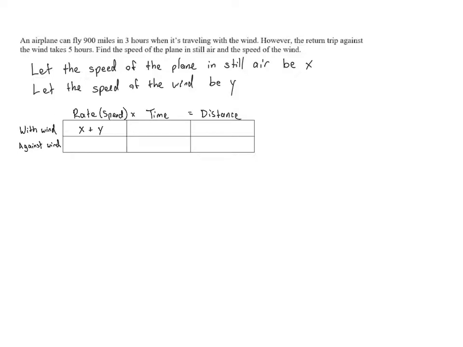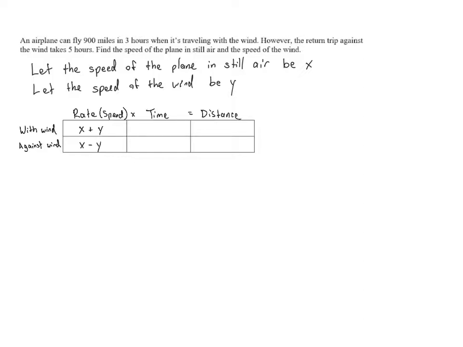But what happens when it goes against the wind? It actually ends up going more slowly, and it's the same amount more slowly. It's y. So the engine pushes that plane x miles an hour, but because it's going against the wind, its speed is decreasing by y miles per hour because the wind is pushing against it. So when it's going with the wind, the rate is x plus y, and when it's going against the wind, the rate is x minus y.